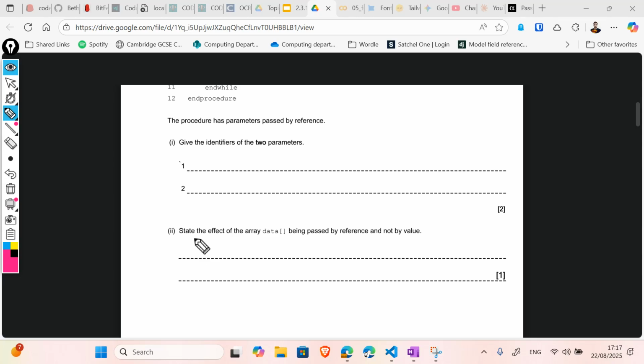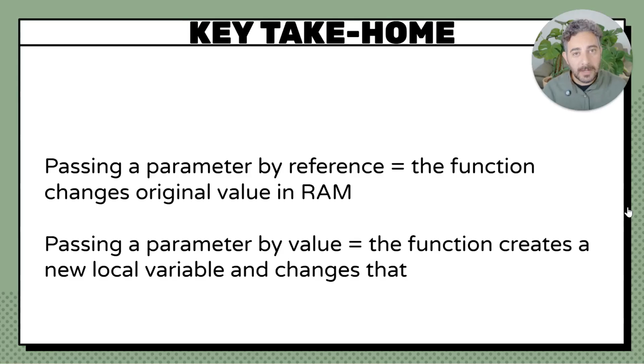we can see here the question says, state the effect of the array data being passed by reference and not by value. So to be fair, this is only a 1 marker in this case, but you should be able to explain that when we pass that list or that array as a reference, it should change the original value in memory. Otherwise, if it was passed by value, it will create a new local version of the list and it will manipulate that. So guys, that brings us to the end of this video.